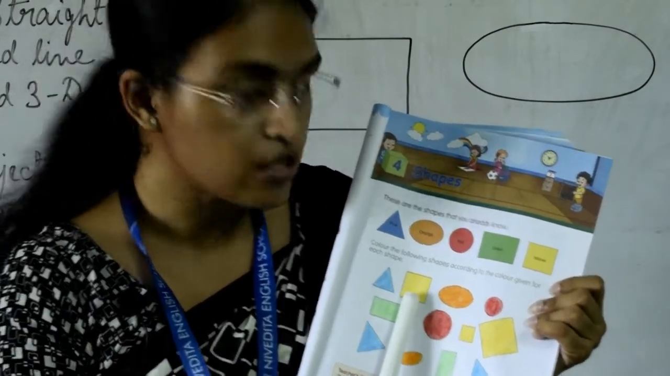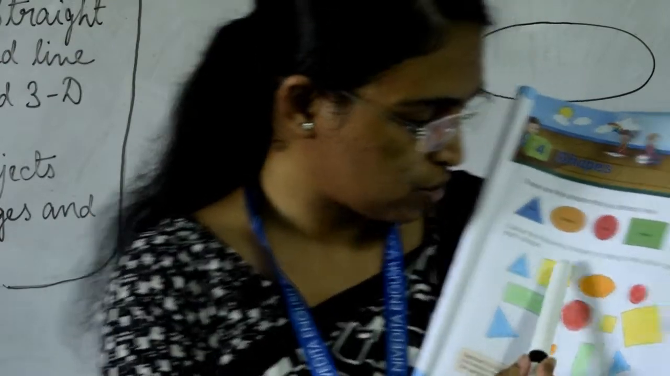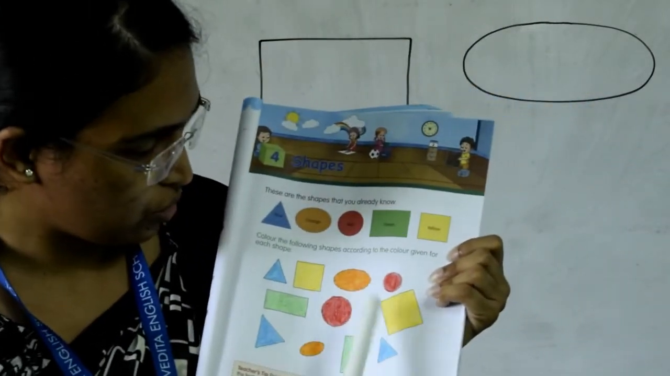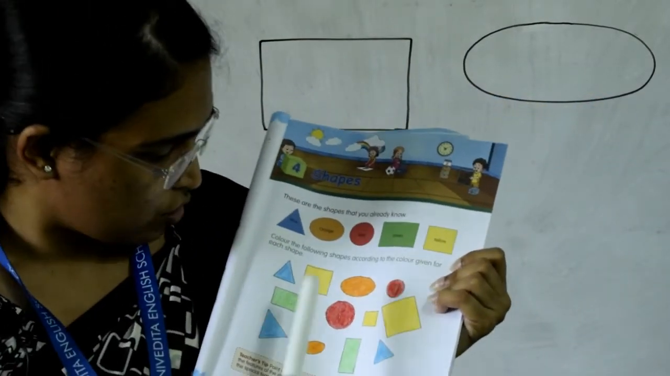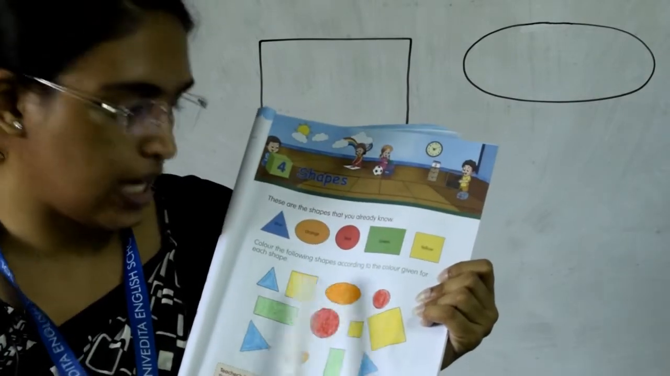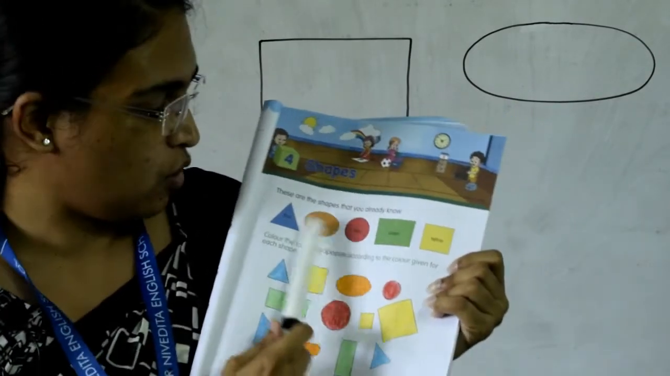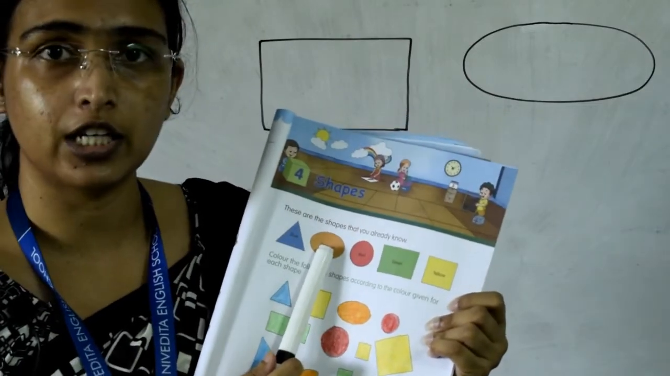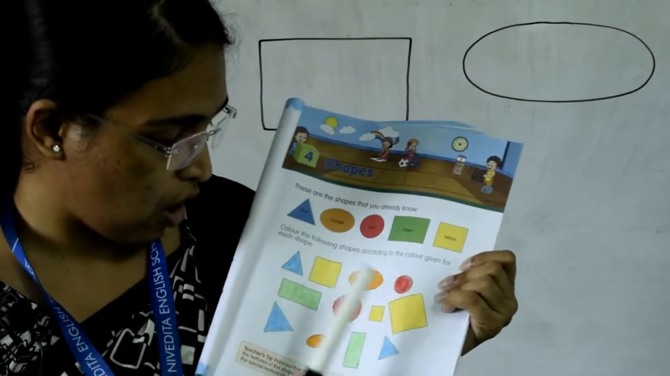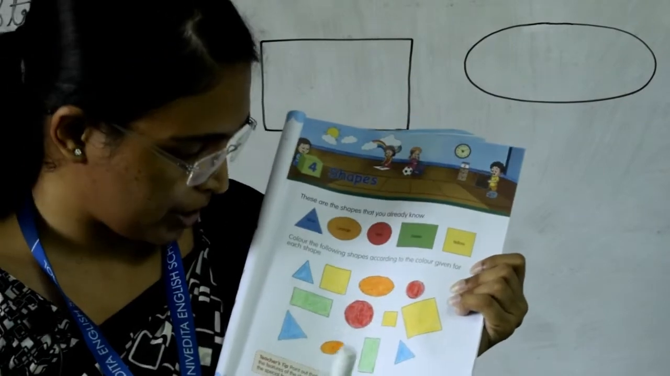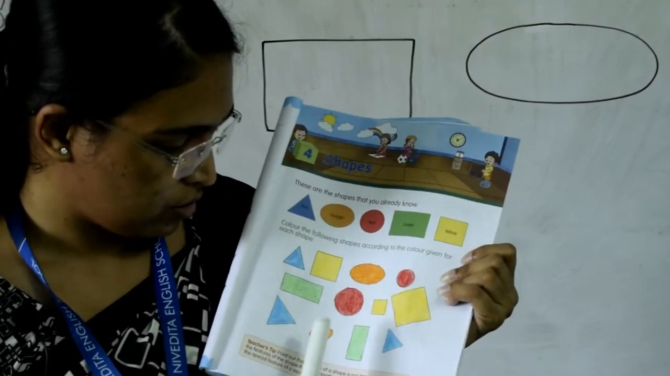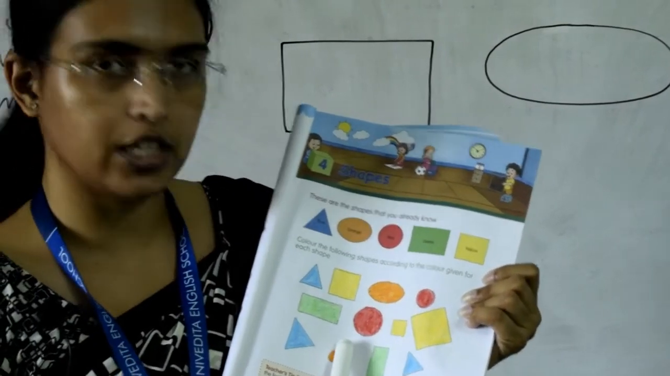Then next one is square. How many squares are there? 1, 2, 3. So color these squares in yellow. Now next is oval. Which color is this? Orange. So you have to color all the ovals in orange. How many ovals are there? 1, 2. So color these 2 in orange.